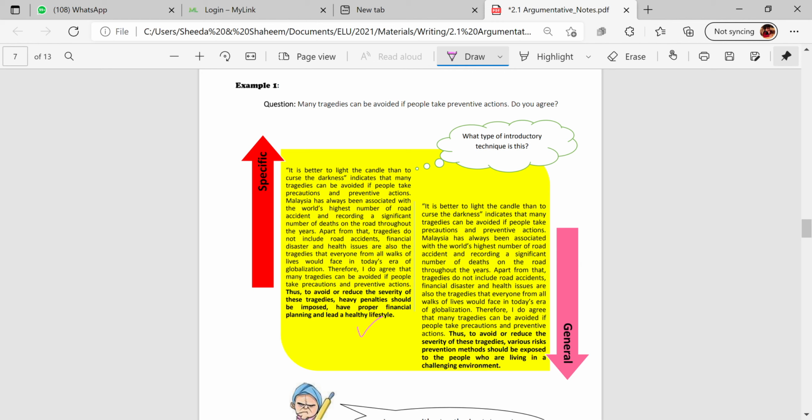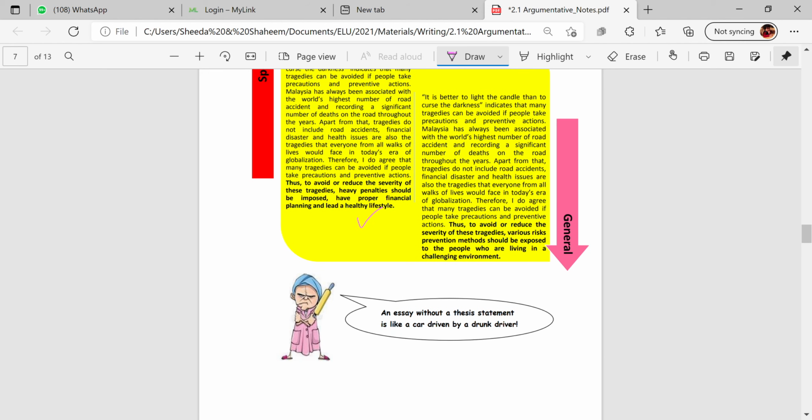Now, compare this to the general thesis statement here: to avoid or reduce the severity of these tragedies, various risk prevention methods should be exposed to the people who are living in a challenging environment. As you can see, there are no 3 points specifically indicated in the thesis statement. So hence, this is considered a general thesis statement.